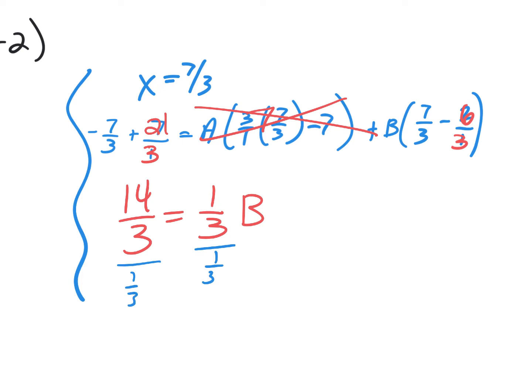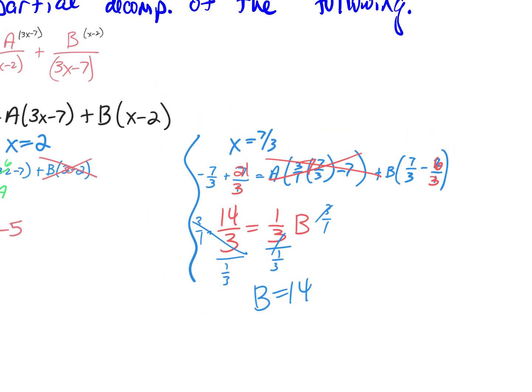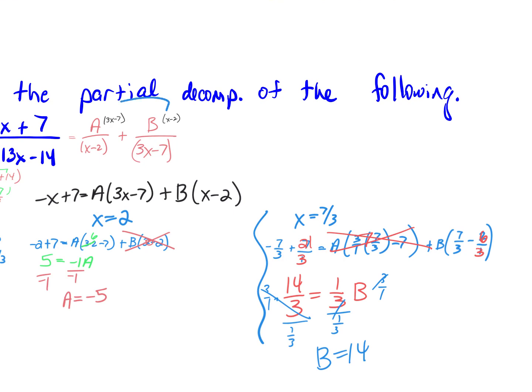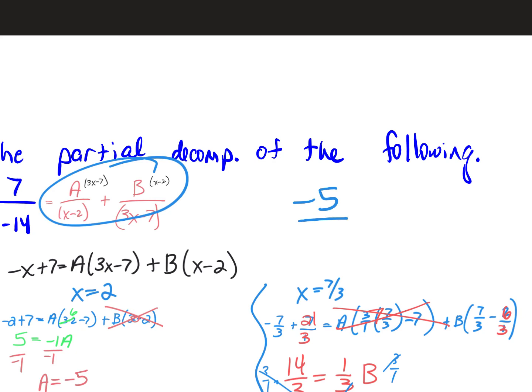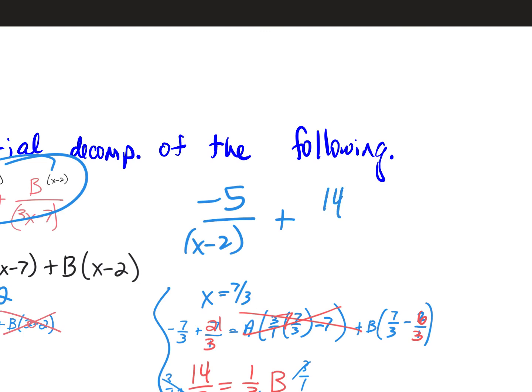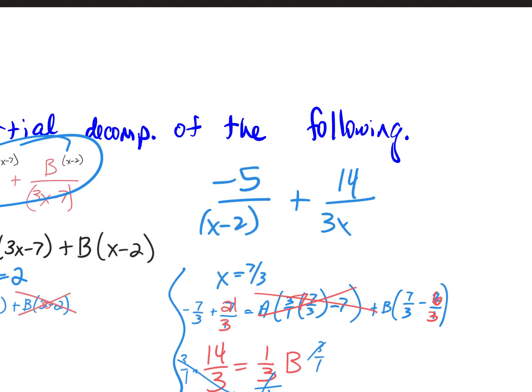Guys, when you divide by a fraction, same as multiplying by the reciprocal. So this is the same as multiplying by 3 over 1, right? So B equals 14. So we decomposed our original fraction into 2 separate fractions, and I found out what the 2 variables equal. So I'm going to go back to the original and plug in my A and my B. A is negative 5. So I have negative 5 over x minus 2 plus B, which we found was 14, over 3x minus 7.